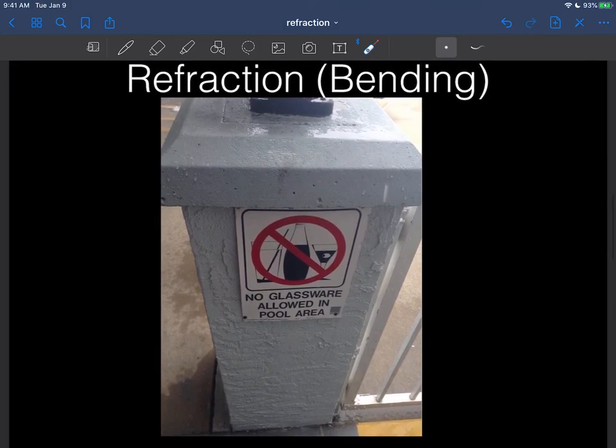This was kind of funny. I saw this at a pool house once, but it says refraction bending, and it says no glassware allowed in the pool area. And of course, it's just a safety sign, and they have the examples of the glassware. And look, they even put the bending of the light on the straw there on this sign. So I thought that was kind of clever. You get my point?